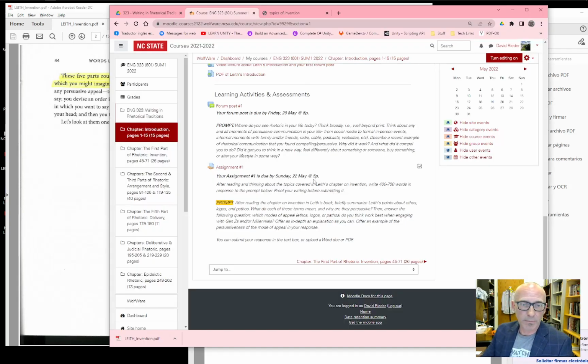Looking again at this prompt here, after reading the chapter, you want to summarize Leith's points about ethos, pathos, and logos. If you're going to write, I would recommend writing around 600 words for this prompt, so about 2 pages, the equivalent of it. Don't write more than a page in response to this first part. Even write a little bit less. Just pick a few of the most important points from this lecture and or from Leith's chapter. Just pick a few basic points, a couple of points about each one of the 3 modes of appeal, ethos, logos, pathos, to answer the first part of this assignment 1 prompt.